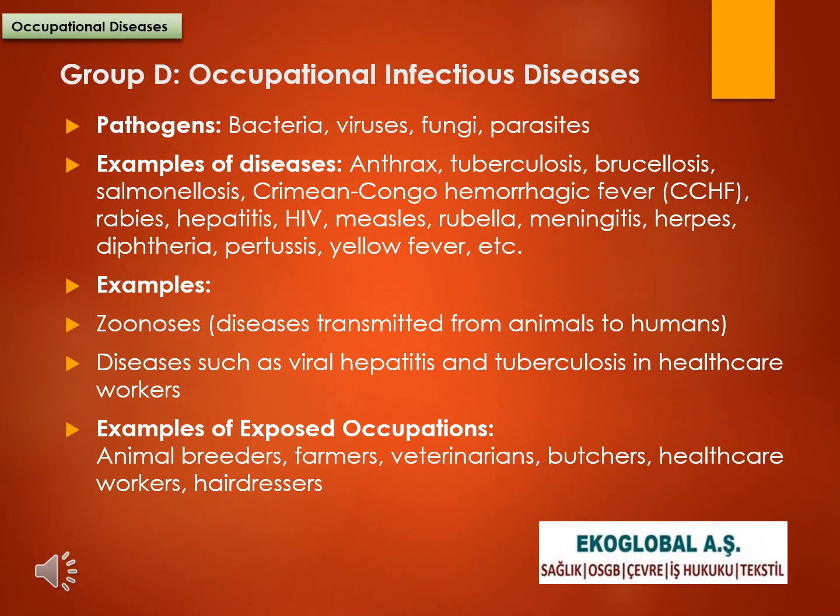Group D covers infectious diseases acquired in the workplace through exposure to bacteria, viruses, fungi, or parasites. These include zoonotic diseases like anthrax and brucellosis, as well as infections such as tuberculosis, viral hepatitis, HIV, and meningitis, particularly among healthcare workers. Occupations at higher risk include animal breeders, farmers, veterinarians, butchers, healthcare professionals, and even hairdressers due to their potential contact with infectious agents.